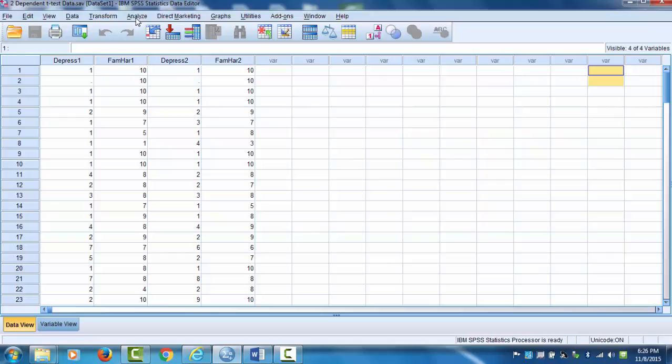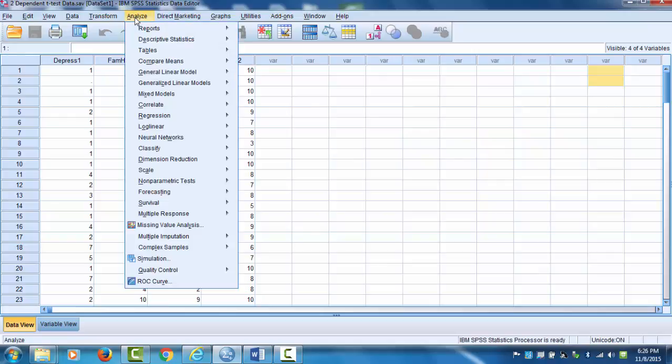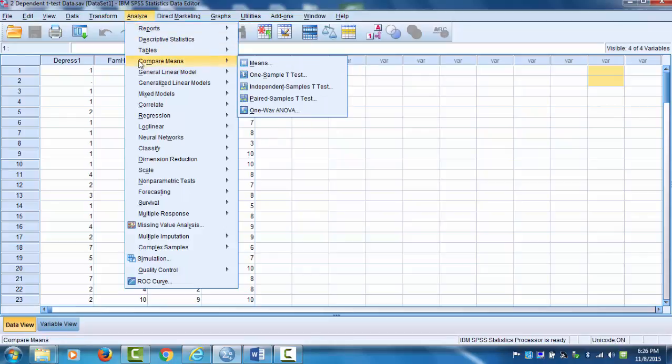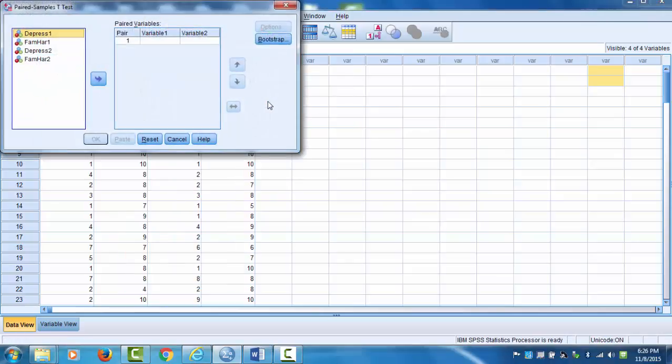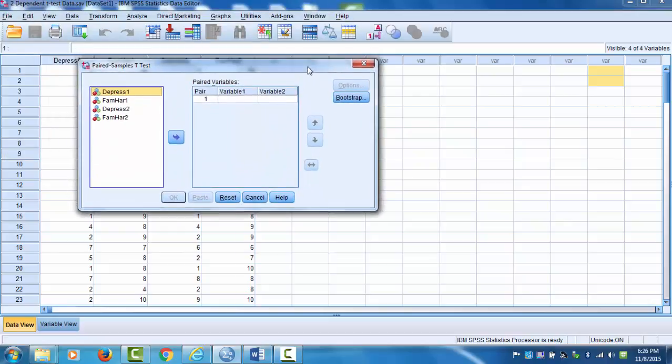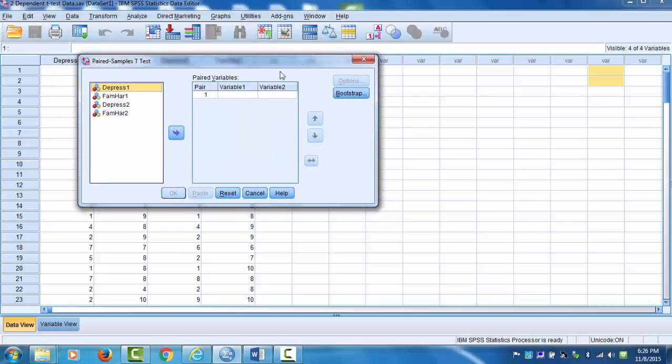So to run this dependent t-test, we're going to go to Analyze, click on that, drag down to Compare Means, and over and down to Paired Samples t-test. And when we release that, we get a box that looks like this. Here are all our variables listed the way they're listed in our data set. And here we're prompted to put two pairs of variables together.